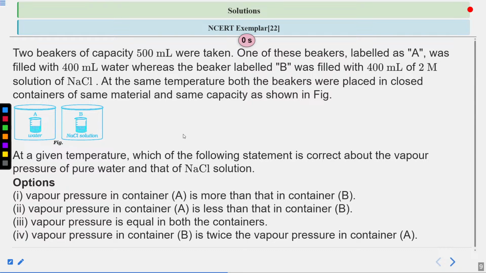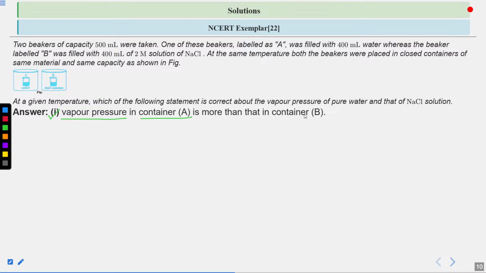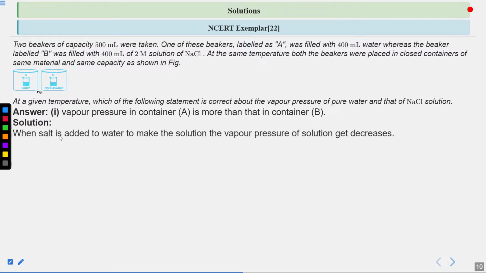Okay, let's see. For the given question, the correct answer is option first, which is: vapor pressure in the container A is more than that in the container B. Let's see. When the salt is added to the water to make the solution, the vapor pressure of the solution decreases. This is the property of vapor pressure and the solution which we use here.